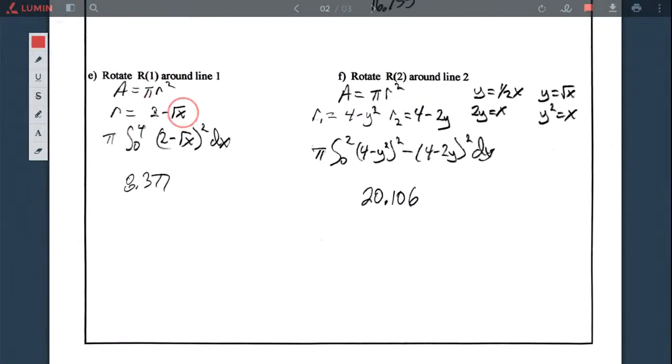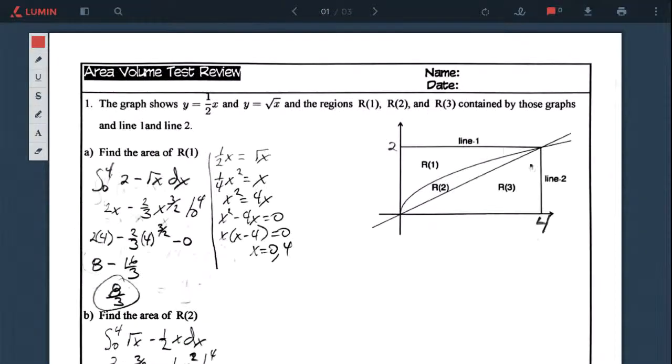And I have 2 minus the square root of x for r, so I have pi integral 0 to 4, 2 minus the square root of x squared. My calculator gave me 8.377. F, R2 around line 2.